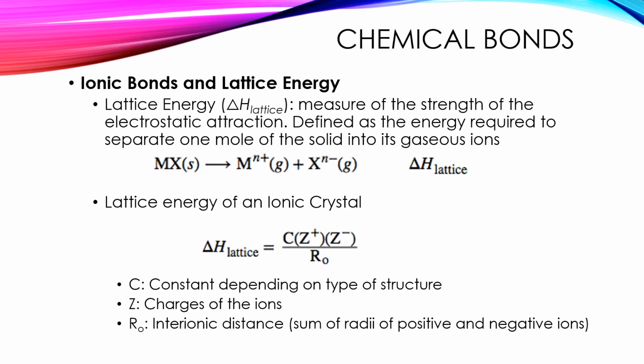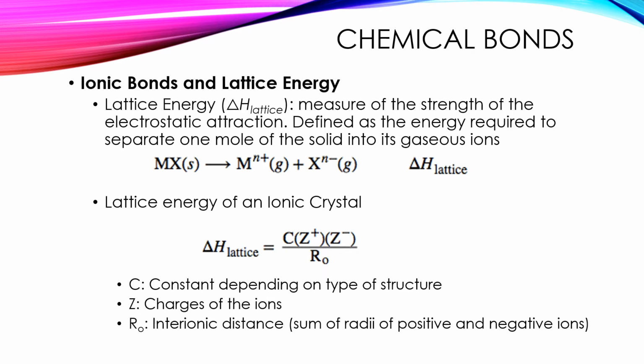If we want to characterize different ionic compounds by the strength of their bonds, we don't really call it bond strength, we call it lattice energy. Lattice meaning that crystal structure. So it's the measure of the strength of the electrostatic attraction, defined as the energy required to separate 1 mole of that solid into its gaseous ions.